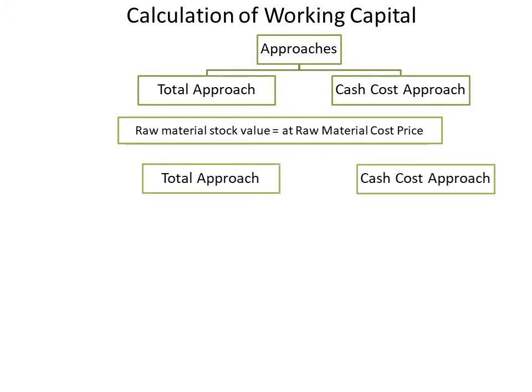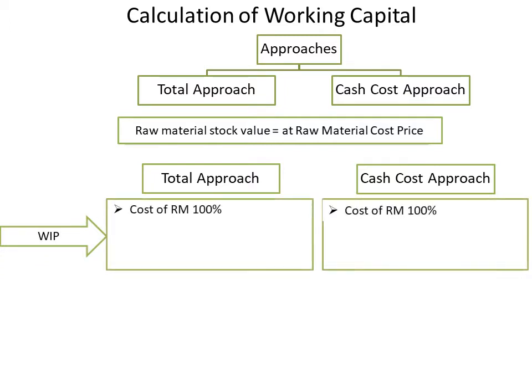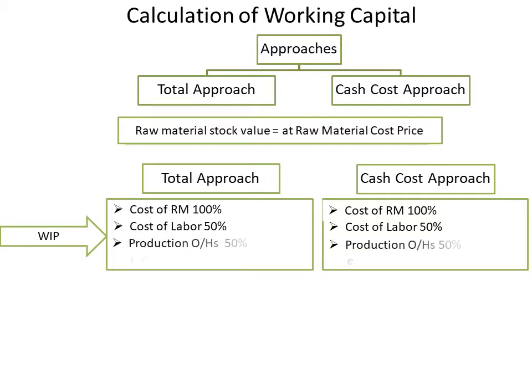Let us have a quick look on that difference now. For calculation of value of work in progress in both the approaches, cost of raw material is taken at 100% and cost of labor at 50%. But in case of cost of overheads, in total approach it is taken at 50% including depreciation, and in cash cost approach it is taken at 50% excluding depreciation.